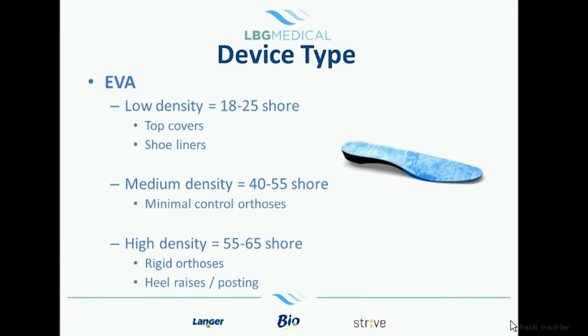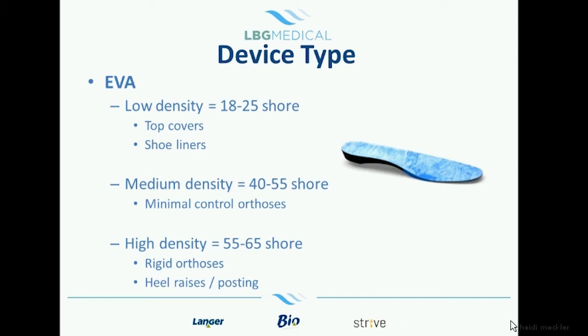Now, most of you probably know this, but it's just a little reminder. We classify this into three densities: low density, medium density, and high density. They're measured in shores. So a low density would be about an 18 to 25 shore. You typically use this for top covers or just shoe liners.